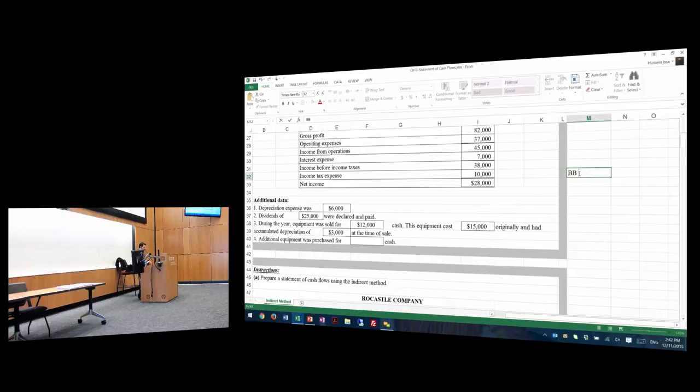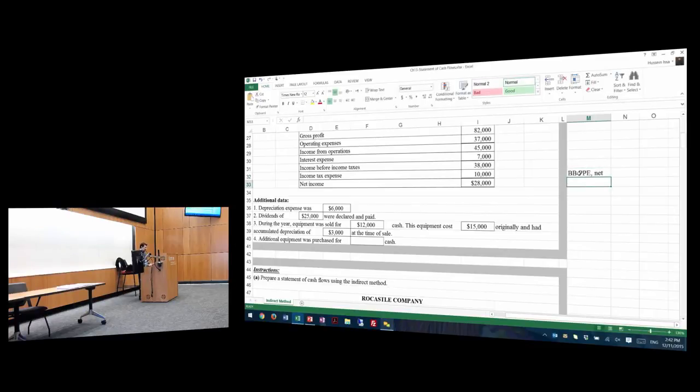So let's see how. Beginning balance, PP&E, net. Do you remember what we mean by PP&E net? This is property, plant, and equipment minus accumulated depreciation, because this is the combined value. This will give you the book value, right? Property, plant, and equipment less accumulated depreciation. So this is the beginning balance.